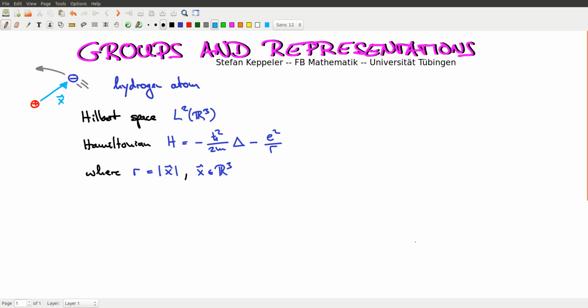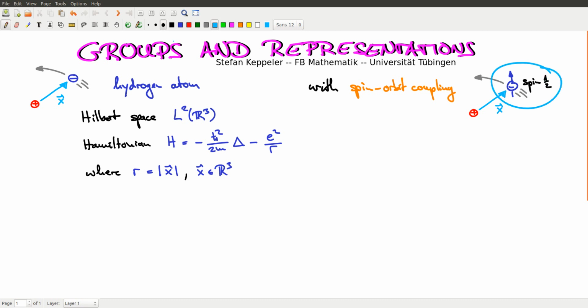Let's start once more from the hydrogen atom, and this time we want to study what happens when we add the effect of spin-orbit coupling. So what's that? That means we take into account an additional degree of freedom of the electron. The electron is a so-called spin 1/2 particle, whatever that is.